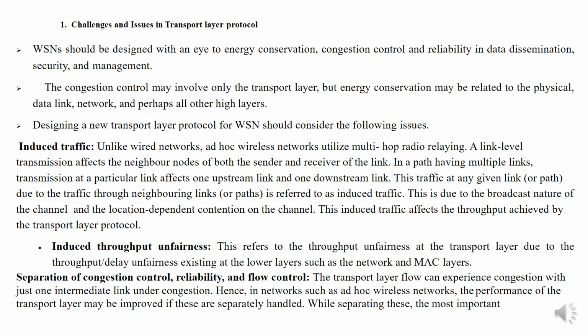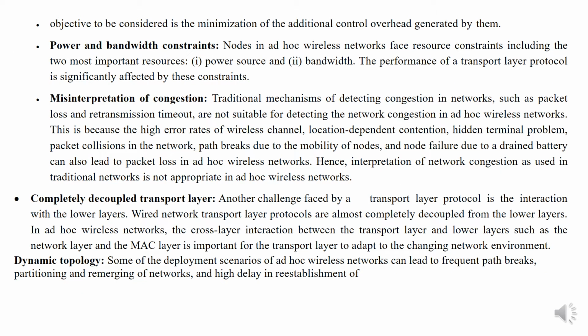Induced throughput unfairness. This refers to the throughput unfairness at the transport layer due to the throughput and delay unfairness existing at the lower layers such as the network and MAC layers. Separation of congestion control, reliability and flow control. The transport layer flow can experience congestion with just one intermediate link under congestion. Hence, in networks such as ad hoc wireless networks, the performance of the transport layer may be improved if these are separately handled. While separating these, the most important objective to be considered is the minimization of the additional control overhead generated by them.